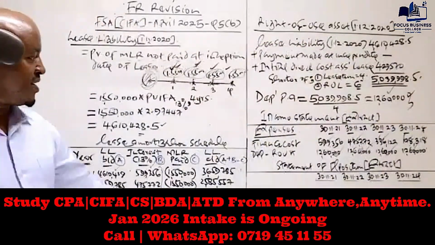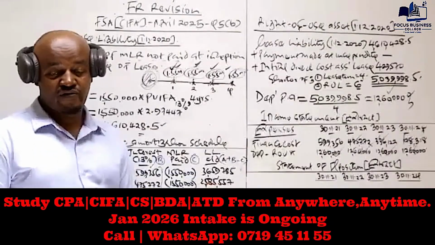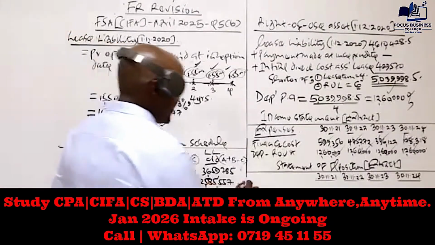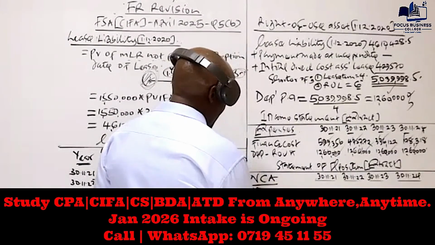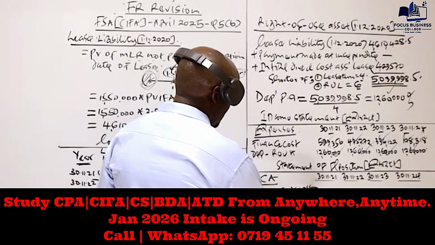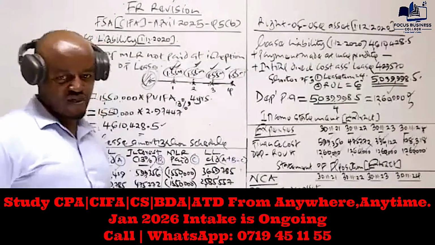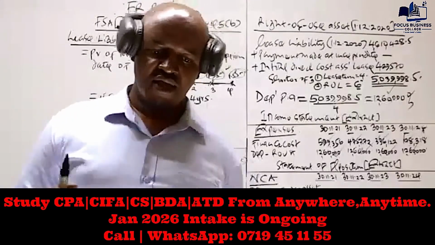So basically 3 items to be recognized here. One of which is the right of use asset. Now the right of use asset, we recognize it as part of the non-current assets. So under the non-current assets, we will have the right of use asset. We recognize it here at the net book value.